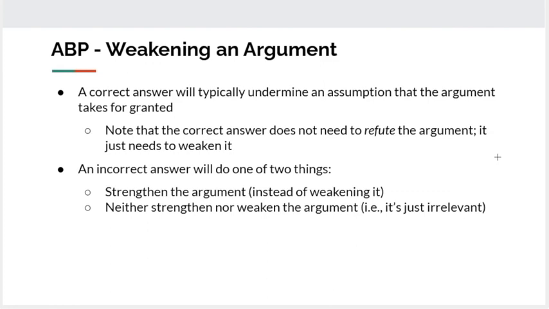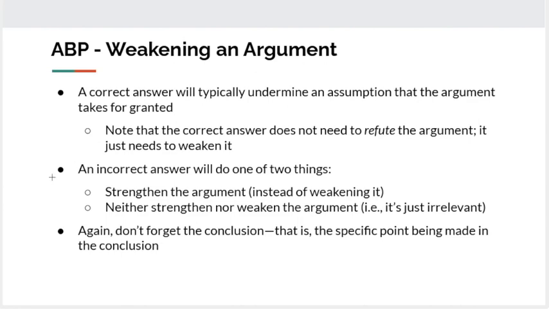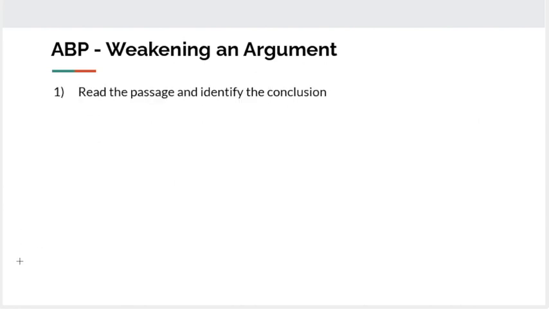Now, an incorrect answer will do one of two things. It will either strengthen the argument as opposed to weakening it, or it will do neither. It won't strengthen or weaken it. It'll just be irrelevant. So we're seeing a close correspondence between the weakening an argument questions and the strengthening an argument questions. And again, we want to keep in mind the actual conclusion, the specific point that's being made, because incorrect answers will often play on the potential for test takers to get careless and lose sight of the actual point being made.